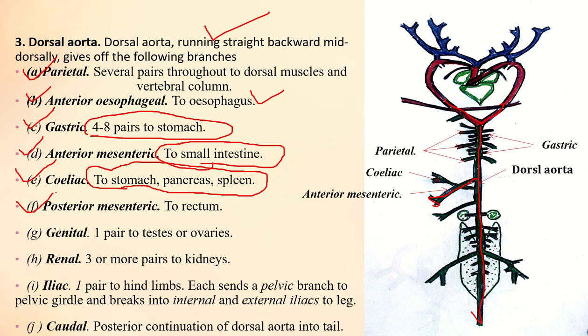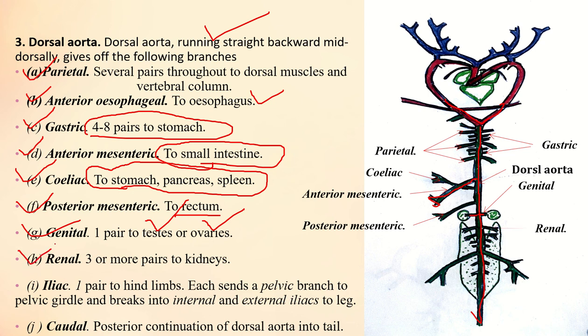Then the posterior mesenteric branch supplies blood to the rectum. Then the genital, which has a pair, supplies blood to the testes or ovary. In case of male, it supplies blood to the testes. In case of female, it supplies blood to the ovaries. That is, pure blood is supplied to the testes and ovaries by the genital.